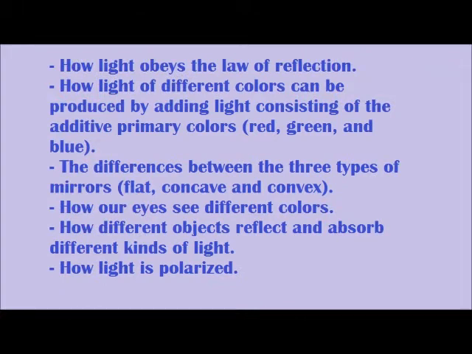Some of the points that will be touched on during this video are how light obeys the law of reflection, how light of different colors can be produced by adding light consisting of the additive primary colors, red, green, and blue, the differences between the three types of mirrors, flat, concave, and convex, how our eyes see different colors, how different objects reflect and absorb different kinds of light, and how light is polarized.